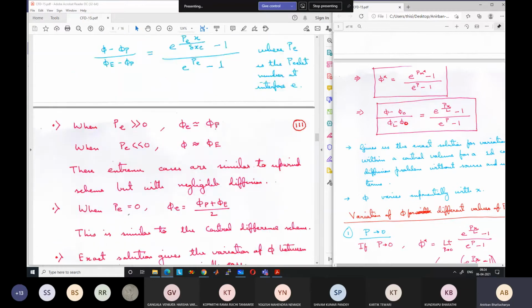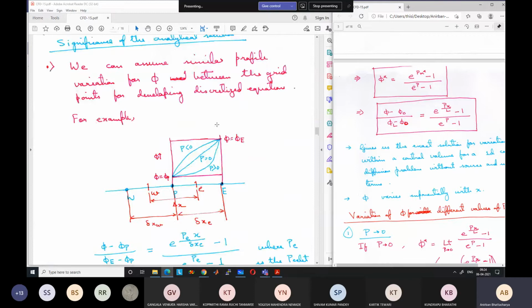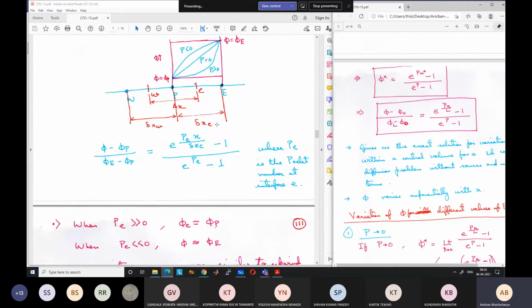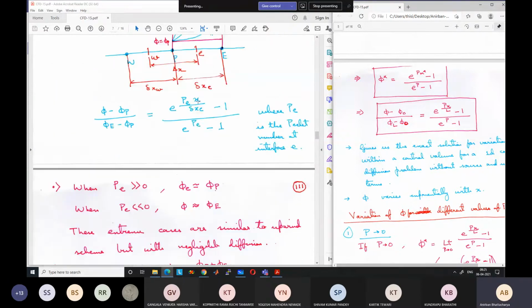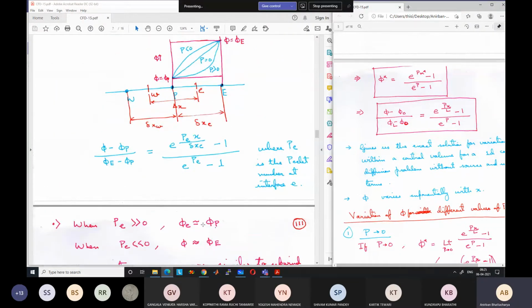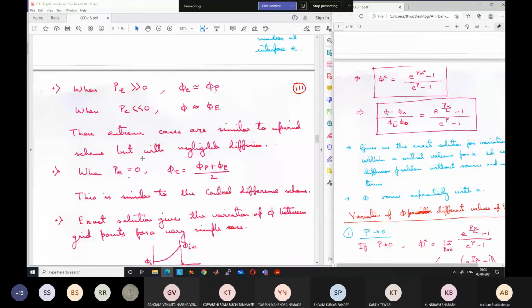Let me keep on summarizing what we have found. Okay, we have already discussed this. So when Peclet number is much greater than 0, phi is equal to phi p. Okay, interface value is almost equal to phi p. When Peclet number is much less than 0, phi is almost equal to phi e, capital E. Okay, like the upwind scheme. So these extreme cases are similar to the upwind scheme, but there is one difference. Okay, that this is the entire solution including diffusion.